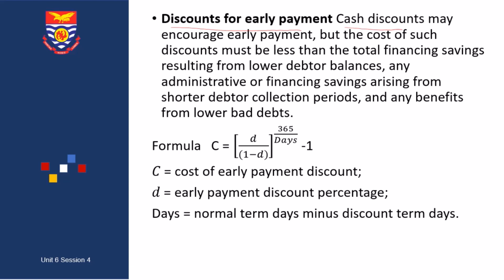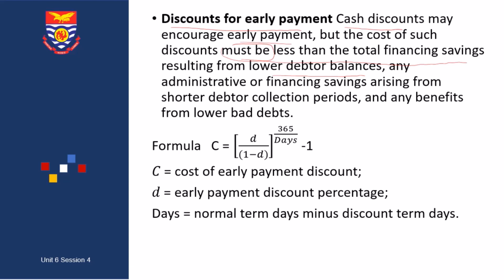Cash discount may encourage early payment, but the cost of such discount must be less than the total financing savings resulting from lower debt balances. Let's take that again. The keyword is must: the cost must be less than the total financing savings resulting from lower debt balances, any administrative or financing saving arising from shorter debt collection period, and also any benefits from lower bad debt.